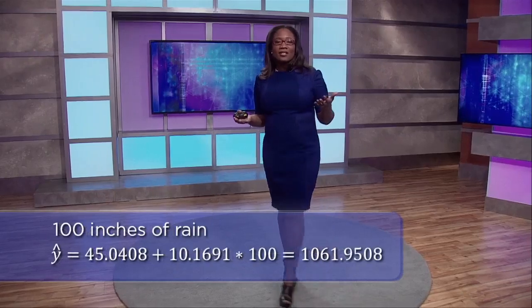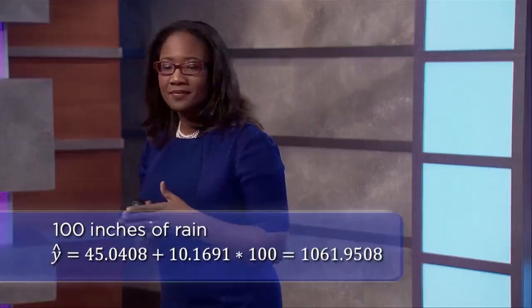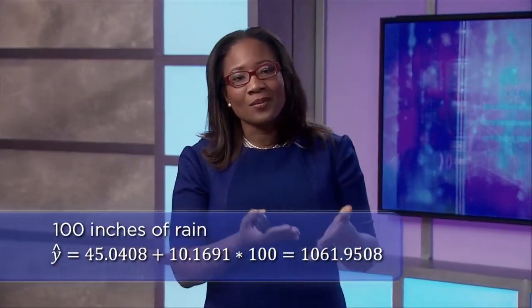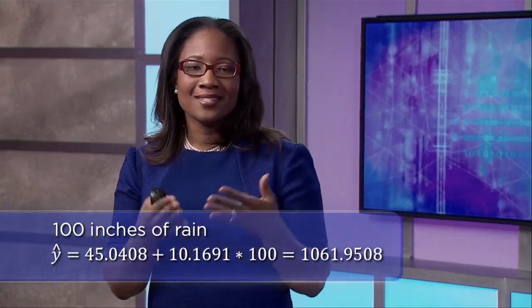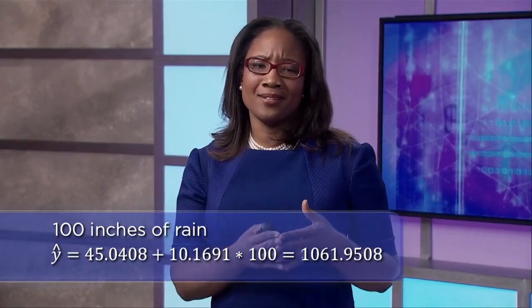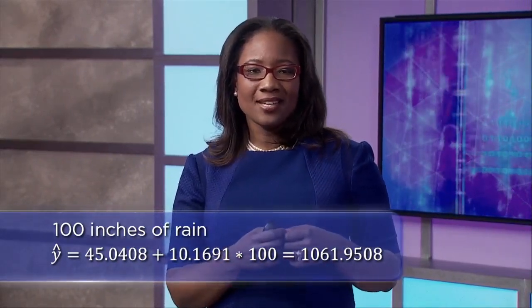Now, what if we wanted to also predict it for, say, 100 inches of rain? Well, in this case, we go right back to our regression equation, but now we're plugging in 100 inches of rain instead of 5. Now, that's going to give us some pretty tall wheat, right? 1,061.95 inches. And in fact, if that prediction were true, we'd probably all be wheat farmers in Kansas right now.